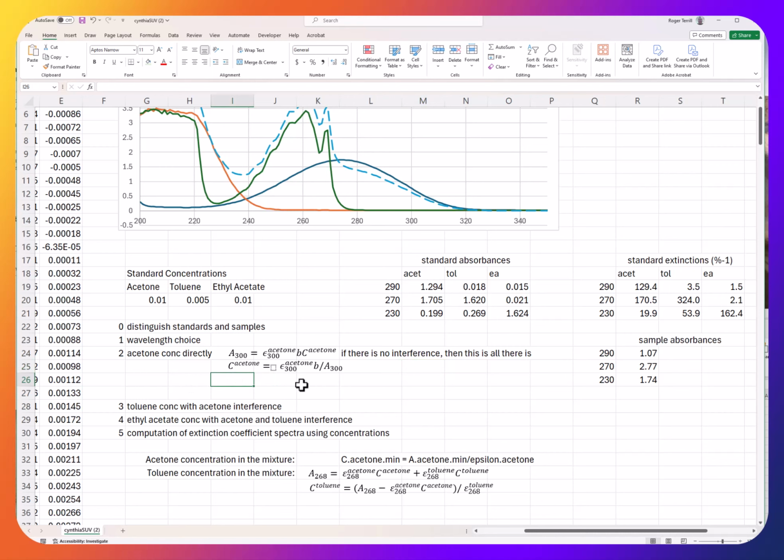And C acetone will equal, and I'll right justify that, and we'll say, no, that's not right. It's A over epsilon B, right?